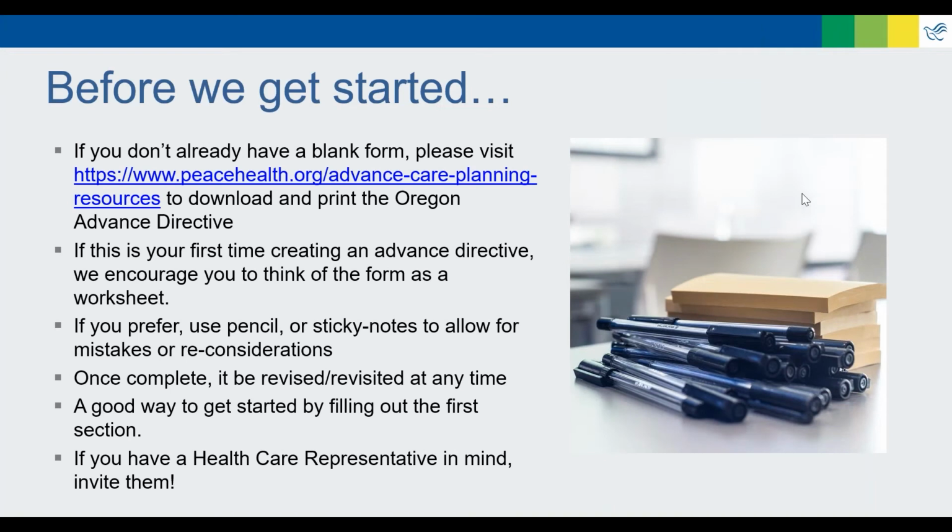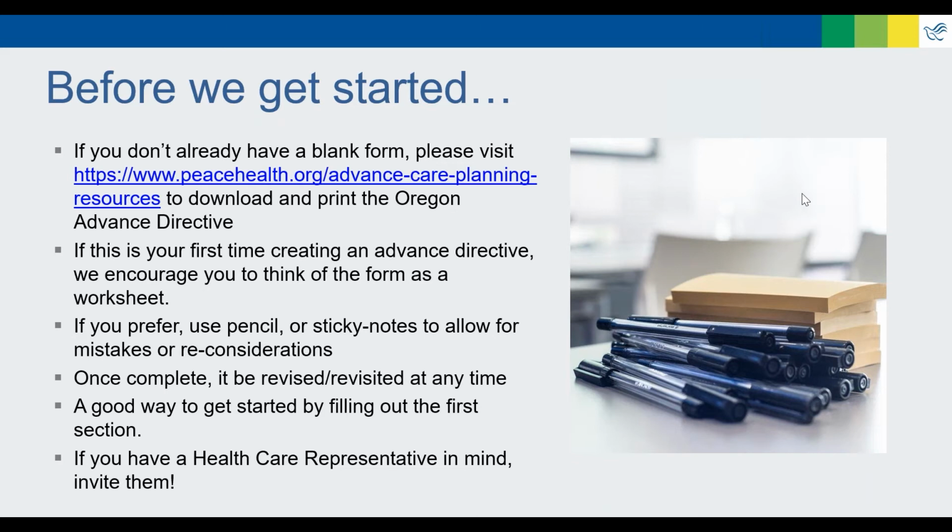Before we get started, if you don't already have a blank Advanced Directive form, please visit the link on your screen currently to download and print the Oregon Advanced Directive. And if this is your first time creating an advanced directive, we encourage you to think of the form as a worksheet. If you prefer, use a pencil or sticky notes to allow for mistakes or reconsiderations. And remember that once complete, it can be revised, revisited, renewed at any time. So don't be afraid to start your advanced directive, even if it means you have to revise or recreate it. You can do that at any point.